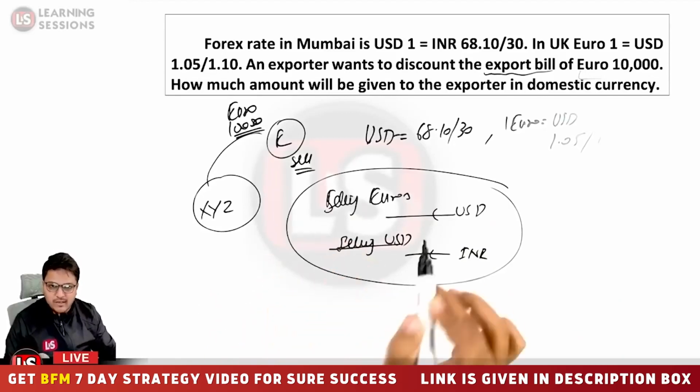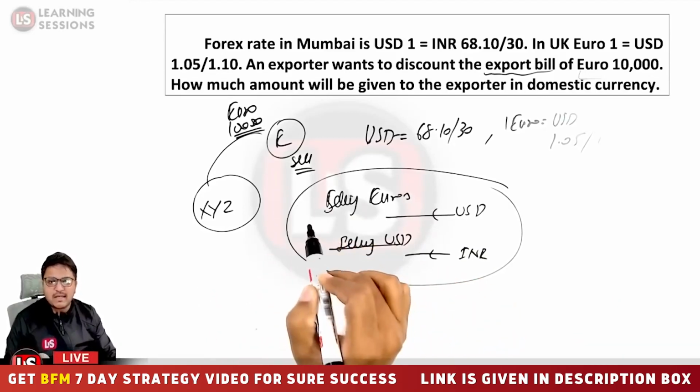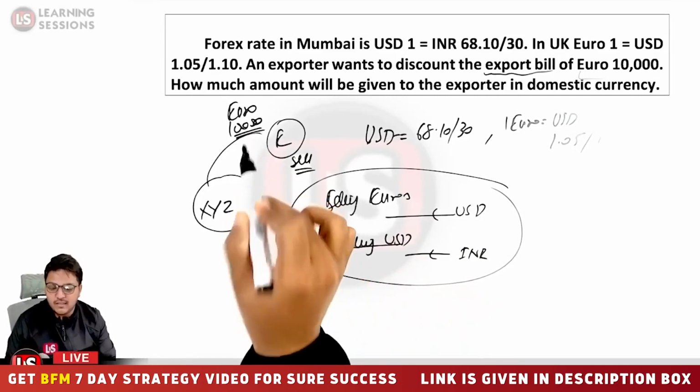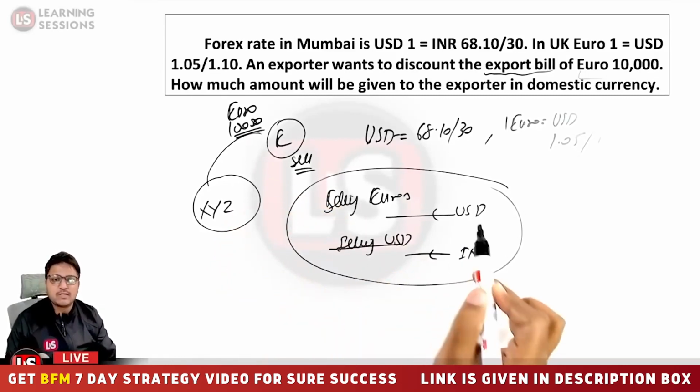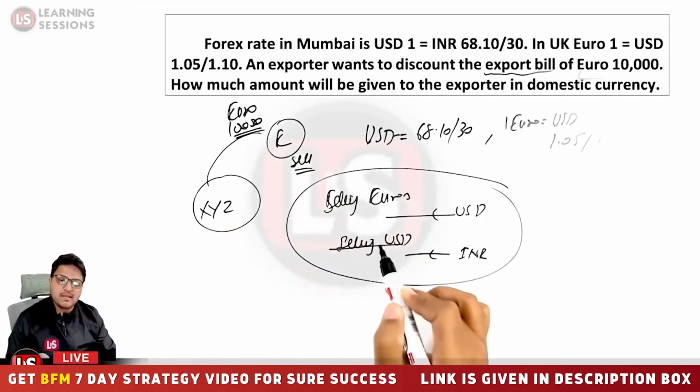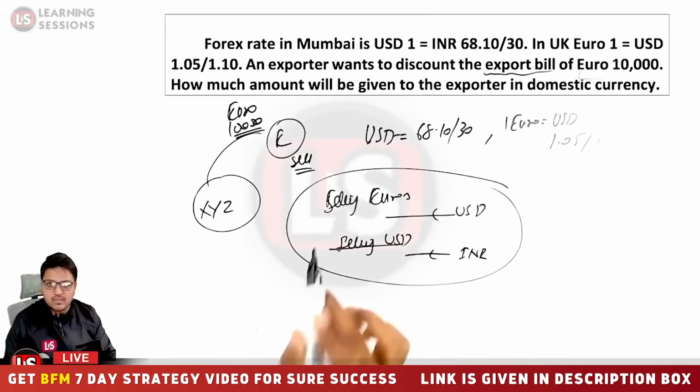Okay, because no direct rate is available, the customer will be thinking that he will be selling the euros because he has a euro bill with him. So he will be selling the euros and getting the USDs. Further, he will be selling the USDs and getting the INR. Okay, so that is the scenario.